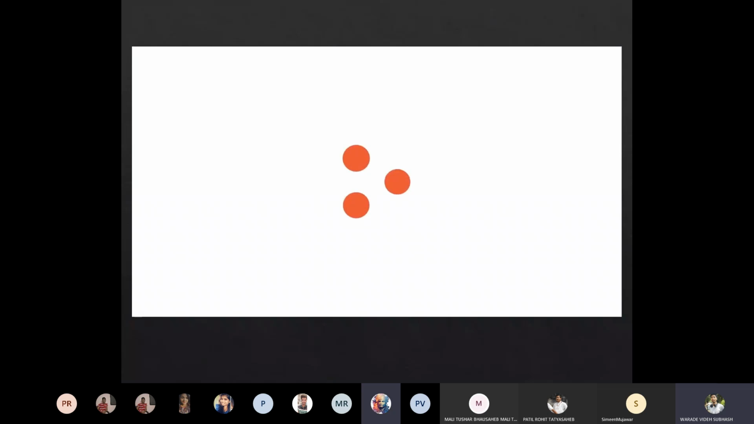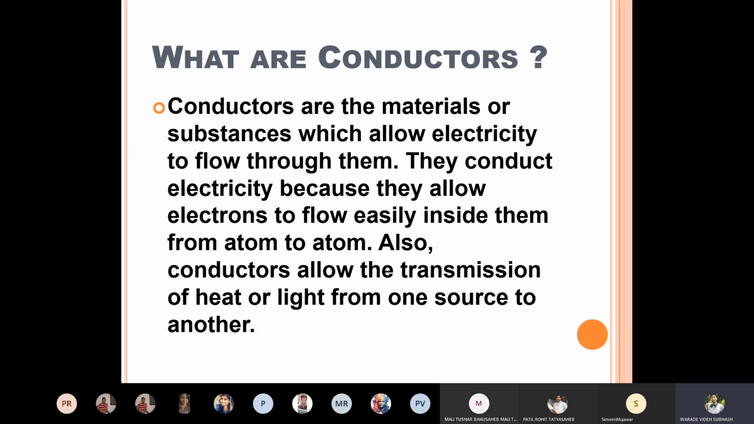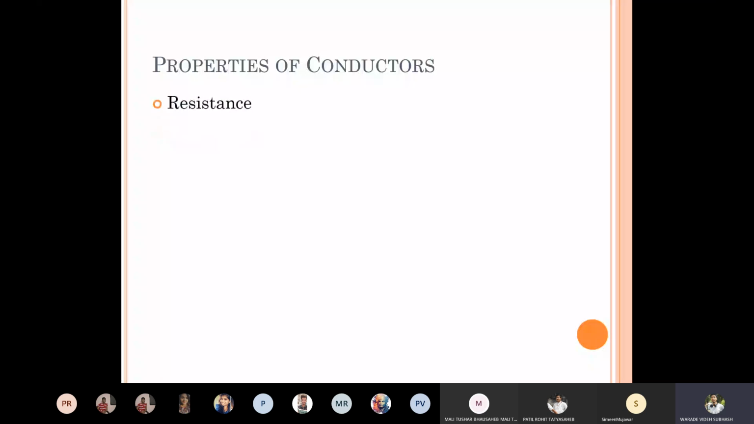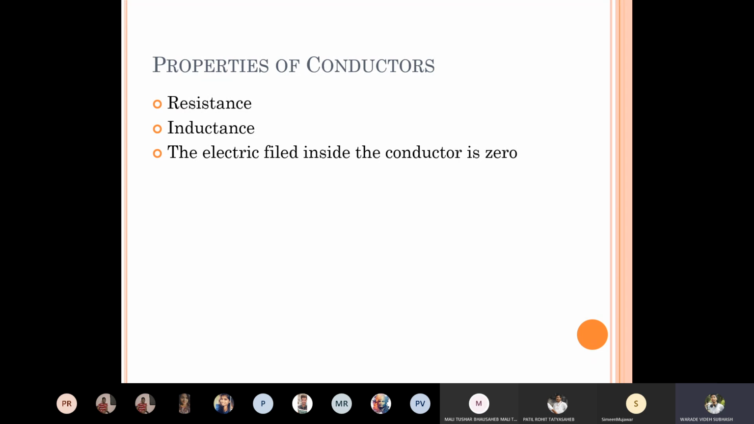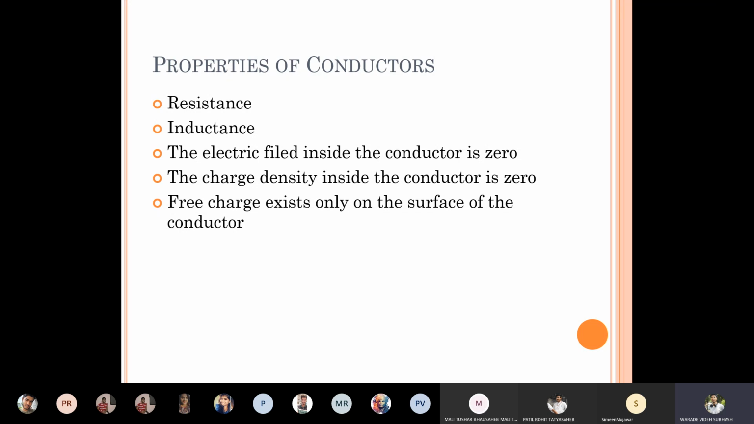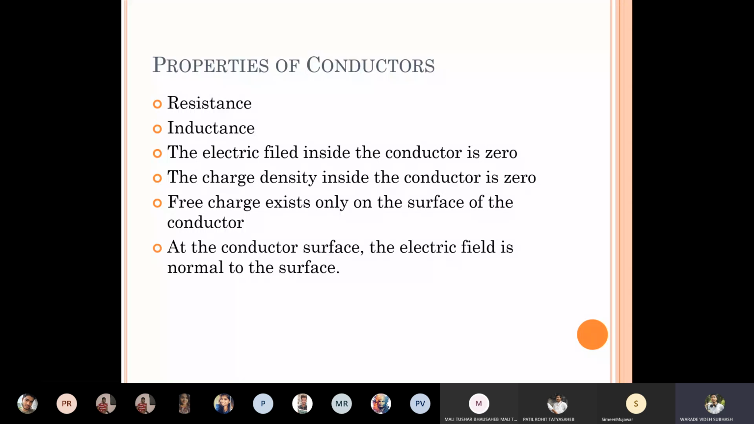What are conductors? We all know conductors are the materials which allow electricity to flow, because they allow the flow of electrons from one atom to another, and this is called a conductor. The conductor's properties are: first, resistance; second, inductance; and third, the electric field inside the conductor is zero, and the charge density is also zero. Free charge also exists in the conductor. The electric field is normal to the conductor surface.